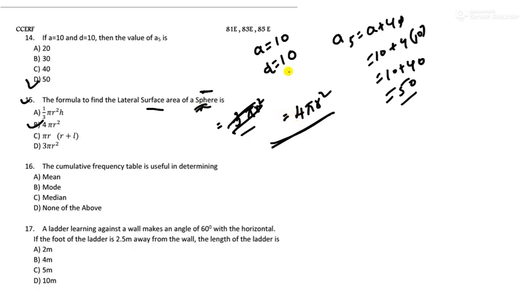Next, the cumulative frequency table is useful in determining. We saw that in question number 3 or 4, I guess. It is only for which one? Median, right? So the answer is C. For the median, we need to have the value of cumulative frequency.